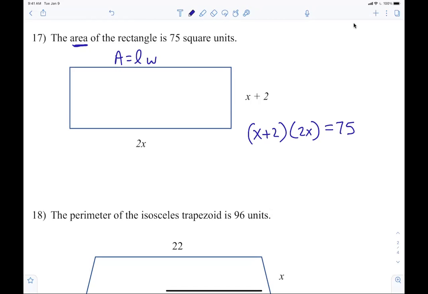Length times width, also base times height. Yeah, length times width, very good. Sometimes it's also known as base times height. Very good information because that comes up sometimes. Either one of those is acceptable. Very good, Luca.